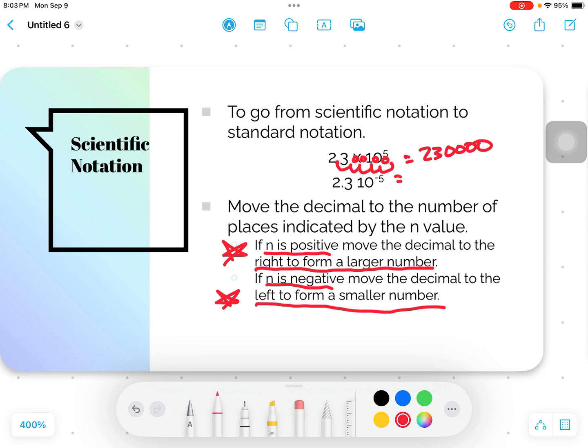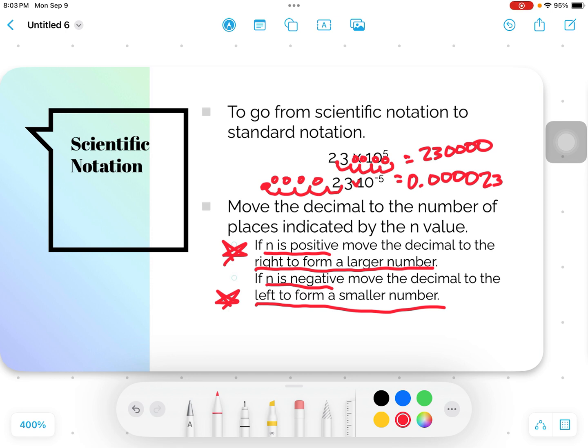Now, the other one, if the n is negative, you're going to move the decimal to the left. So we're going to go to the left this time. 1, 2, 3, 4, 5. Put your decimal there. Every empty space gets a 0. So that means my answer will be 0.000023. And that'll be our final answer.